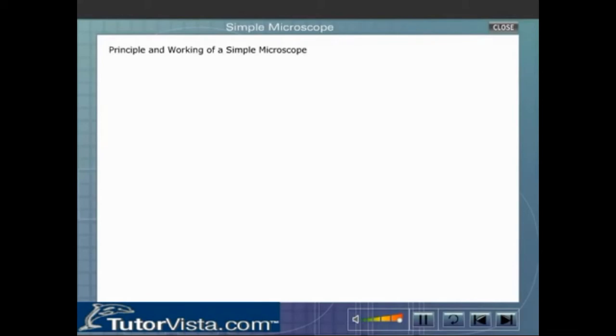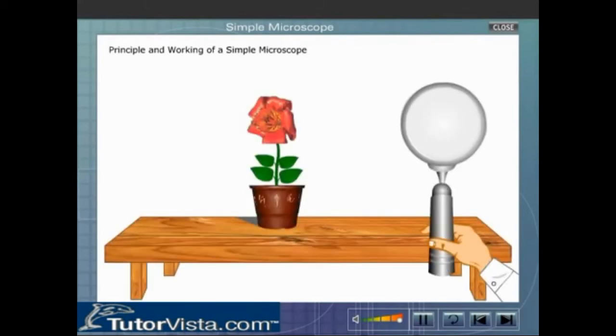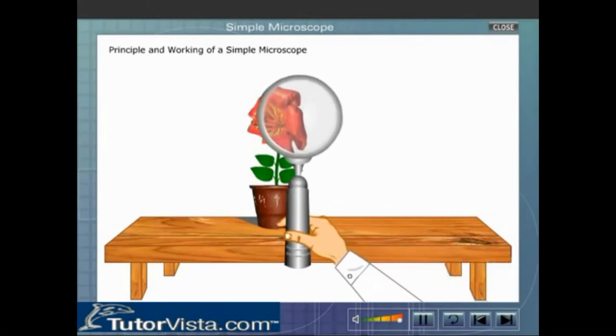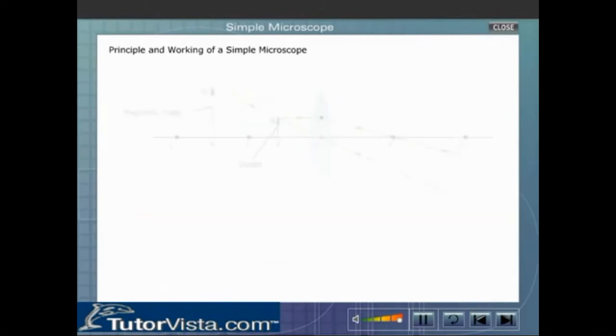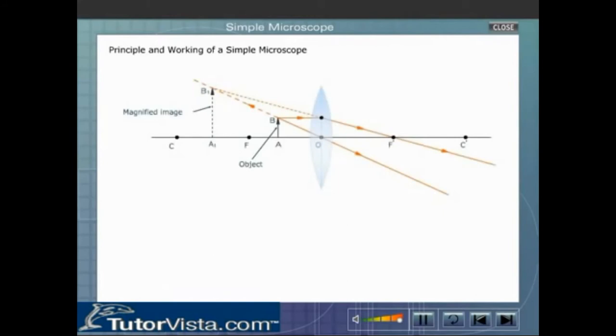Principle and working of a simple microscope. When an object is placed between the principal focus and the optical center of a convex lens, a virtual, erect and magnified image is formed. The ray diagram given here explains how an object looks enlarged when viewed through a biconvex lens. Observe that the object and the image are on the same side of the lens. Image is formed at the least distance of distinct vision from the eye, that is, the distance from the object is approximately equal to 25 centimeters.